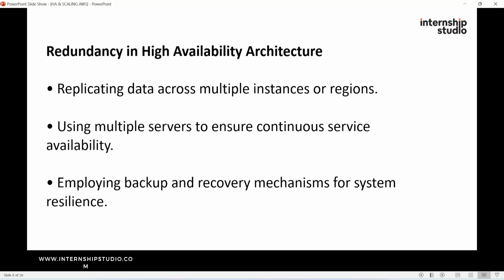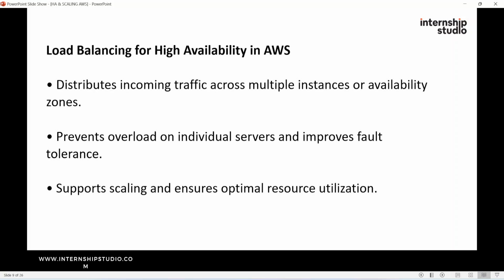To ensure the effectiveness of redundancy in a high level architecture, regular testing and maintenance are very crucial. This includes simulated failure scenarios, which in modern times they call chaos engineering, and routine checks to ensure and address any potential issues before they impact the system. So this is about the redundancy.